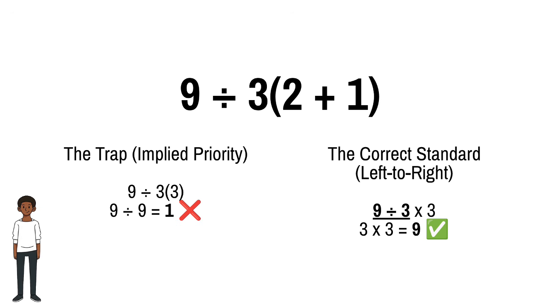Step 2. Multiplication and division share equal rank in the order of operations. When they appear together, you must evaluate them strictly from left to right, as they appear on the page. Division comes first on the left. 9 divided by 3 equals 3. Now multiply 3 by 3 to get 9. The correct answer is 9.